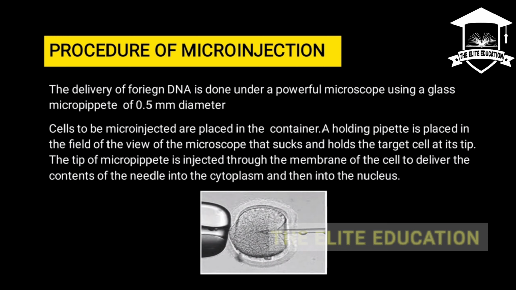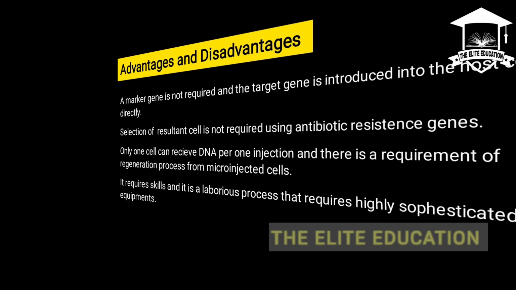So what happens is this holding pipette sucks a portion, a little bit at the tip of that particular cell, and holds it in place so that the cell doesn't move inside that solution. While the cell is being held, on the other side the needle which contains this genetic material is used, and slowly, with great precaution, we just introduce that genetic material inside the cell. Okay, so after it is inserted, we just remove that needle and the cells are left for culturing.